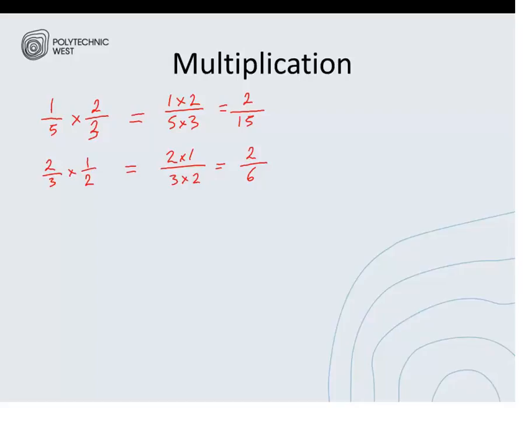Another thing to mention while I'm here is if you have a fraction like 2 over 6, you can simplify it. What that means is try and find a number that will divide the top and the bottom. Now in this case 2 will divide the top and 2 will divide the bottom, because 2 divided by 2 is 1, and 6 divided by 2 is 3. So 2 over 6 can be simplified to 1 over 3. Mathematically that's called finding the lowest common denominator.